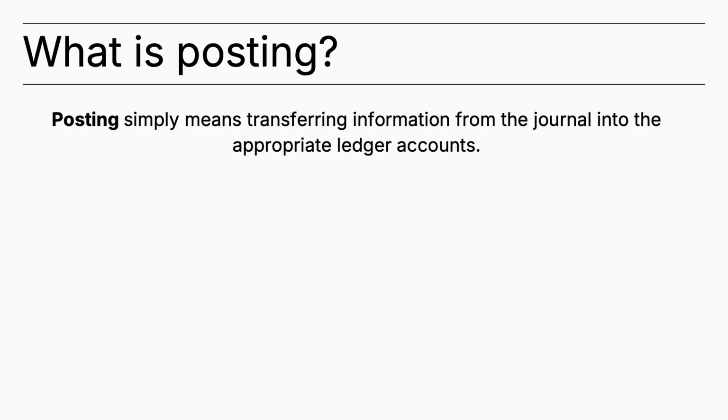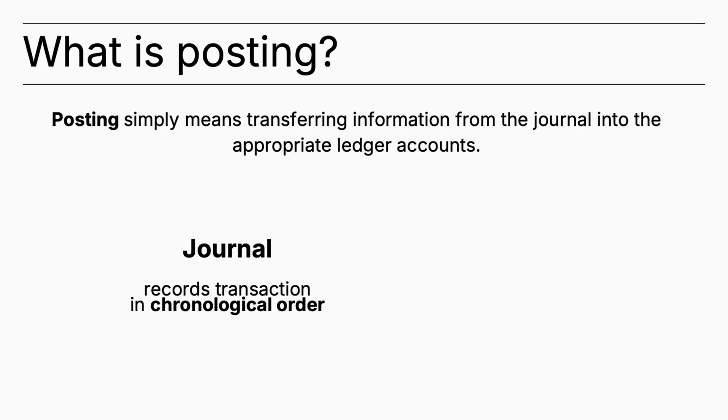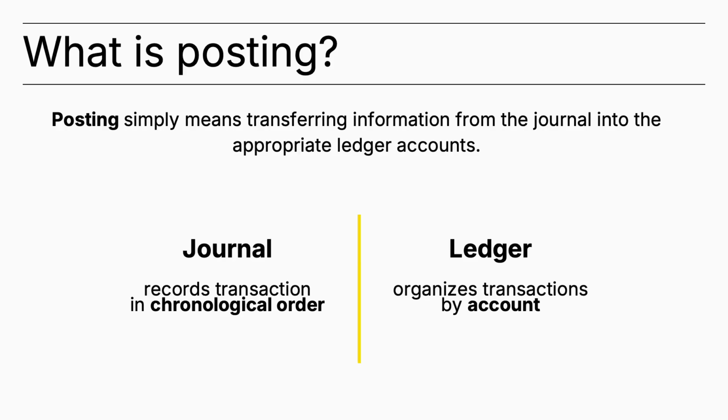Now that we know where posting fits, let's define exactly what posting means. Posting simply means transferring information from the journal into the appropriate ledger accounts. That's all it is. We're not changing any amounts, we're not creating a new transaction, we're simply moving information that has already been recorded into the correct ledger accounts. Think of it like organizing files. To simplify, the journal collects transactions in chronological order, while the ledger organizes those transactions by account.